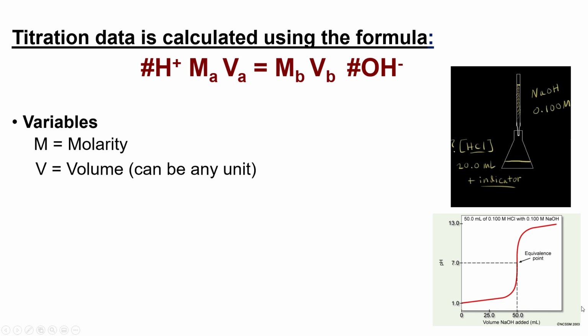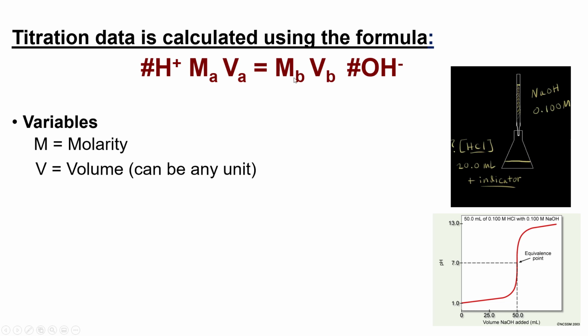Let's dig into MAVA versus MUBVUB. First thing I'm going to tell you is MAVA equals MUBVUB appears on your CSERT, so it is on your reference table. And you will notice that these variables should look pretty familiar to you. The big M is molarity, the V is volume. The subscript A's and B's stand for acid and base. The volume can be any unit. It is unlike the ideal gas law, which can only be in liters. If you have milliliters, great. If you have deciliters, great. The only thing I'll caution you is that the volume unit needs to be the same on the left as it is on the right.